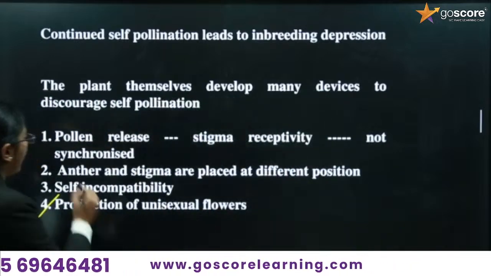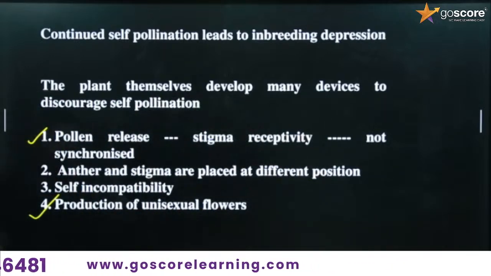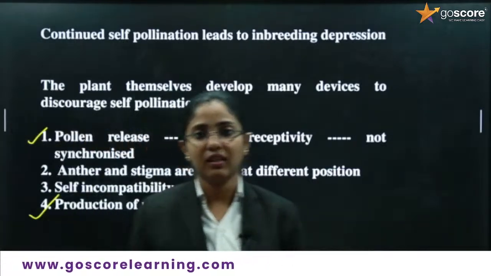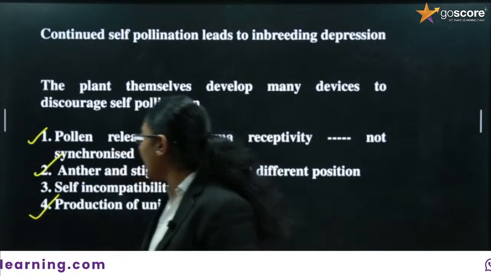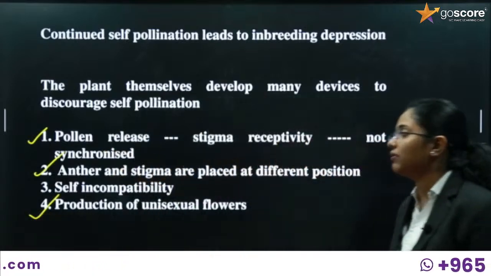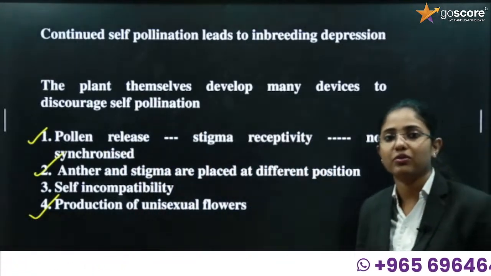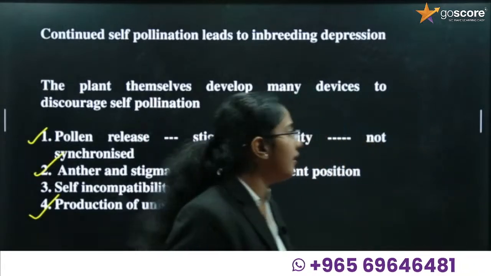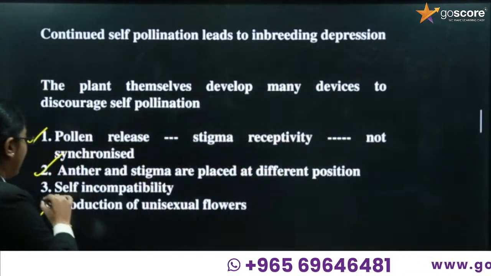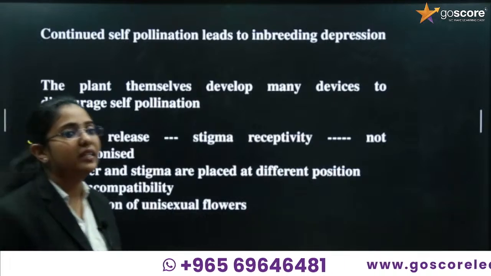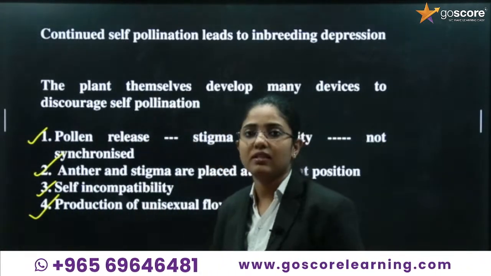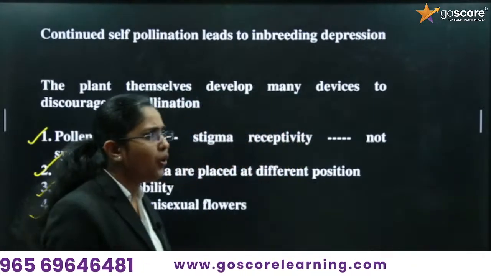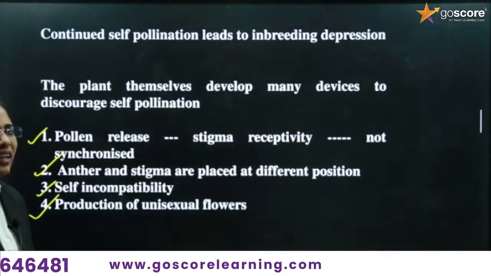So once again, in outbreeding devices, the pollen release and stigma receptivity are not synchronized. That is the first technique. Second, anther and stigma are placed at different positions, a change in position. Third, it is self-incompatibility, and fourth, it is production of unisexual flowers. So this is about outbreeding devices. Simple thing, right?